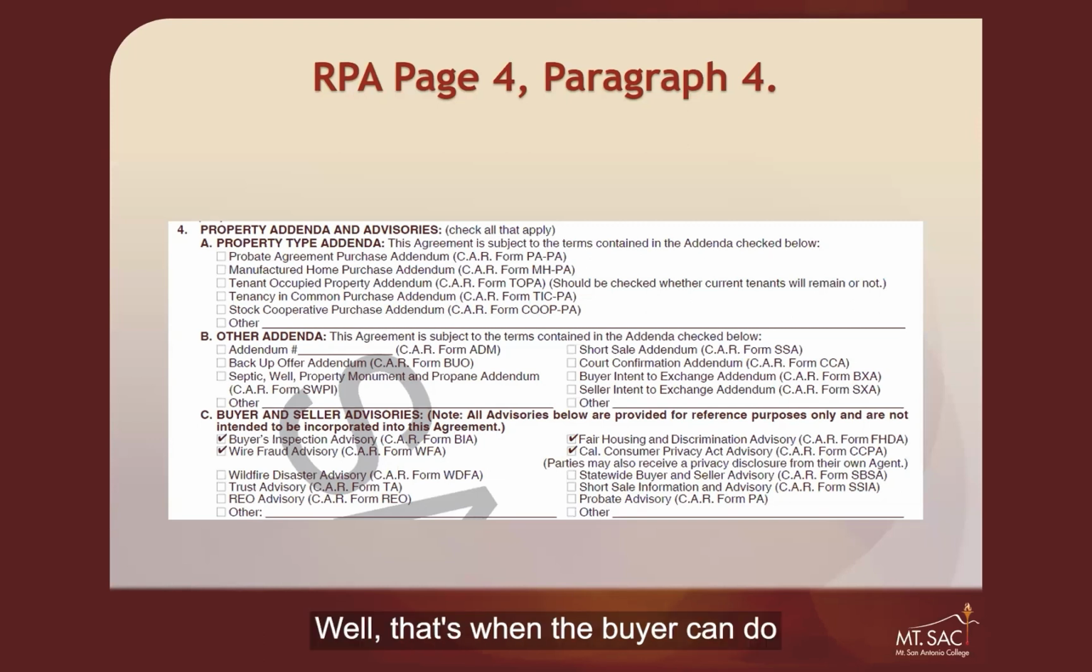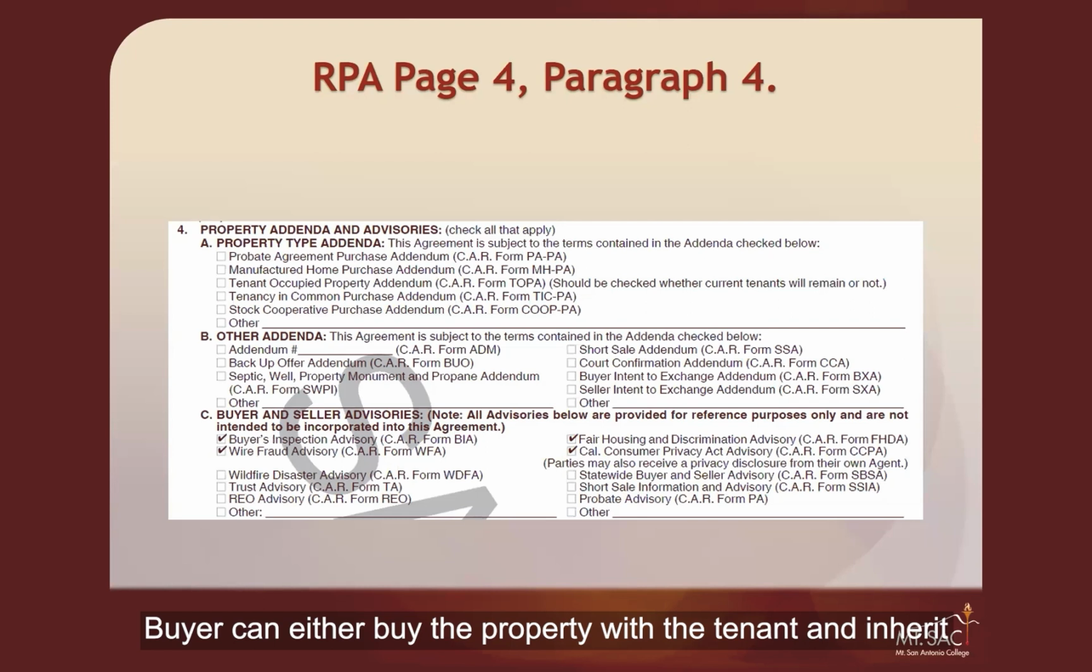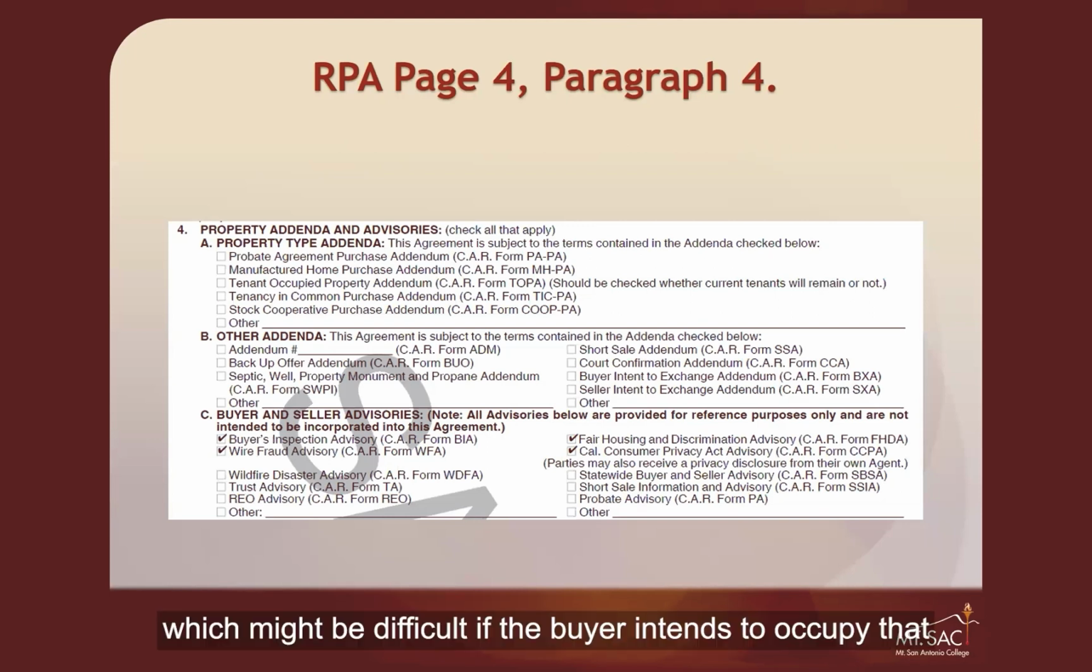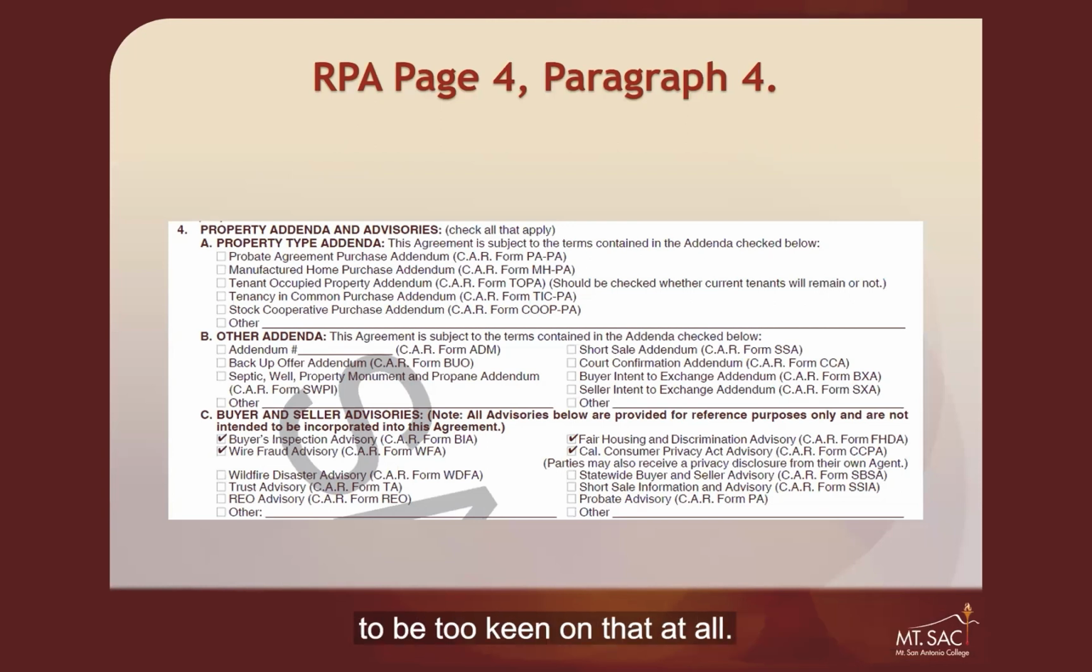Why 5 days? Well, that's when the buyer can do their final walkthrough or verification of condition. What if the tenant's not out? And what if the seller's not able to remove the tenant? What happens? Buyer has a choice. Buyer can either buy the property with the tenant and inherit all of the drama that that new tenant will give them, okay, which might be difficult if the buyer intends to occupy that property as their personal residence, because the lender's not going to be keen on that at all. Or the buyer can cancel.